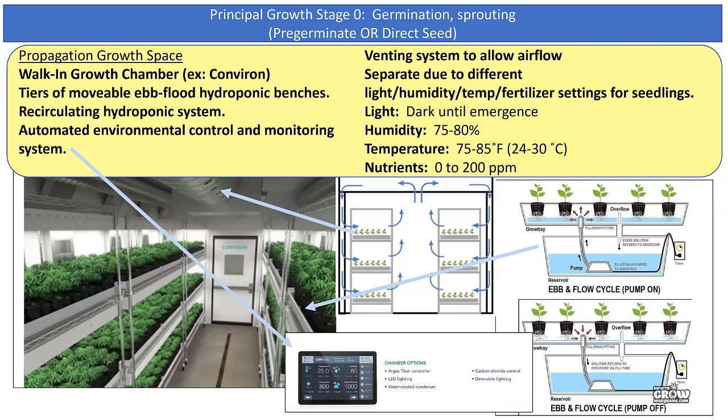And so there's about a 200 micromole light intensity. We've got a 16-hour day, 8-hour dark period. So pre-plant emergence, it's dark until plant emergence. And then after that, we turn lights on for a 16-hour day, 75 to 85 degree Fahrenheit temp, 75 to 80% humidity, and 0 to 200 parts per million vegetative fertilizer solution.